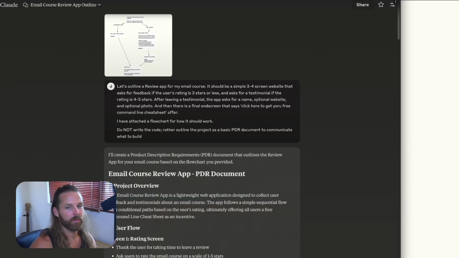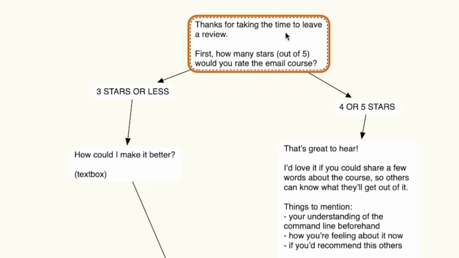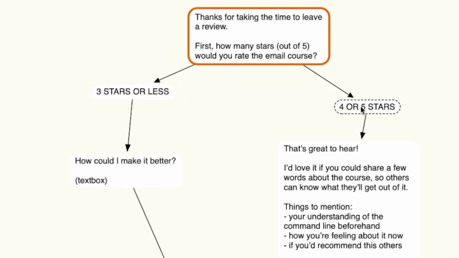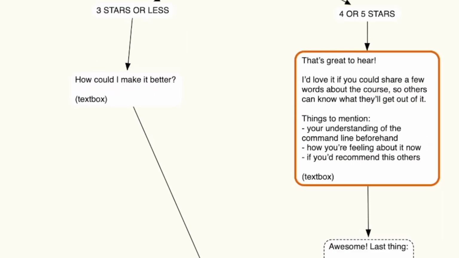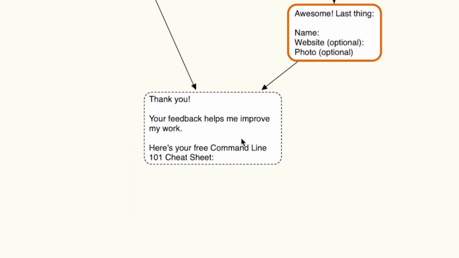So I thought, hey, I'm just going to build my own basic review. So I made this flowchart that says, okay, here's the main screen. If it's 3 stars, it goes here. How can I make it better? If it's 4 stars, that's great to hear. Please leave a review if you'd like. I'd really appreciate it. And then awesome, last thing, you ask for your name, website, and photo. Then it goes to a thank you page, and then it's going to offer you a free download.